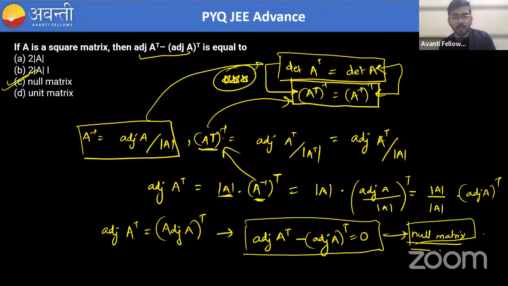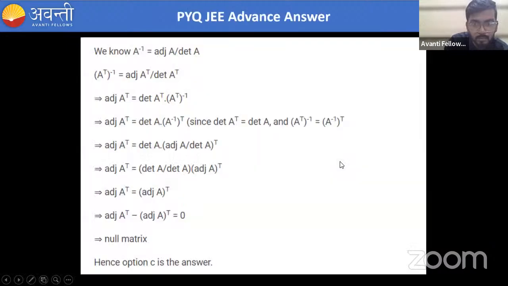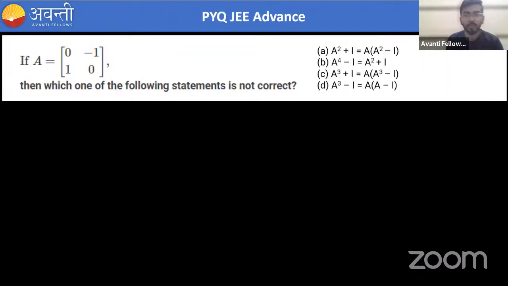Let us try to solve another question. Okay. Now in this question, the value of A is given as 0, -1, 1, 0. So in this question, you have to manually check all the options.